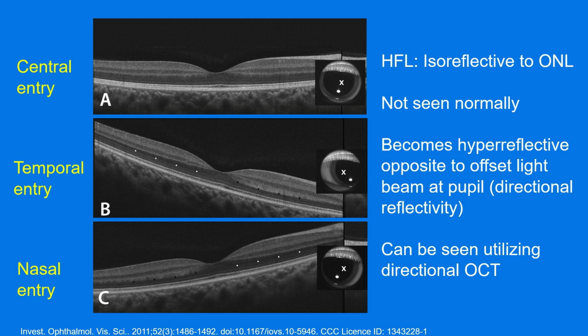In the standard scenario, Henle fiber layer is isoreflective to ONL and it cannot be visualized with standard commercially available OCT systems which we have now. But it becomes hyperreflective opposite to the offset light beam at the pupil because of its directional property. And this directional property of Henle fiber layer is the basis of directional OCT.